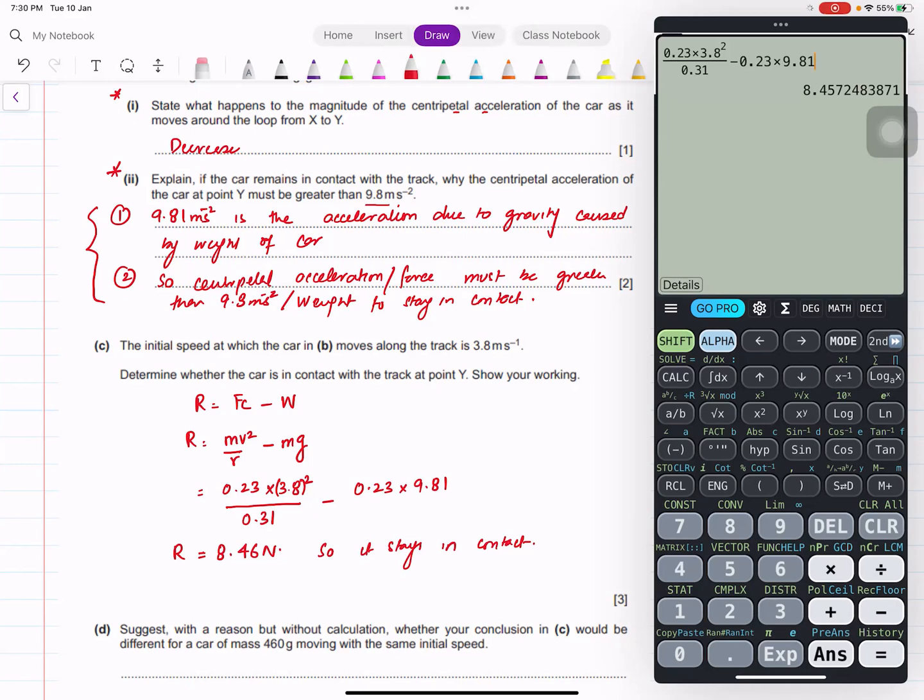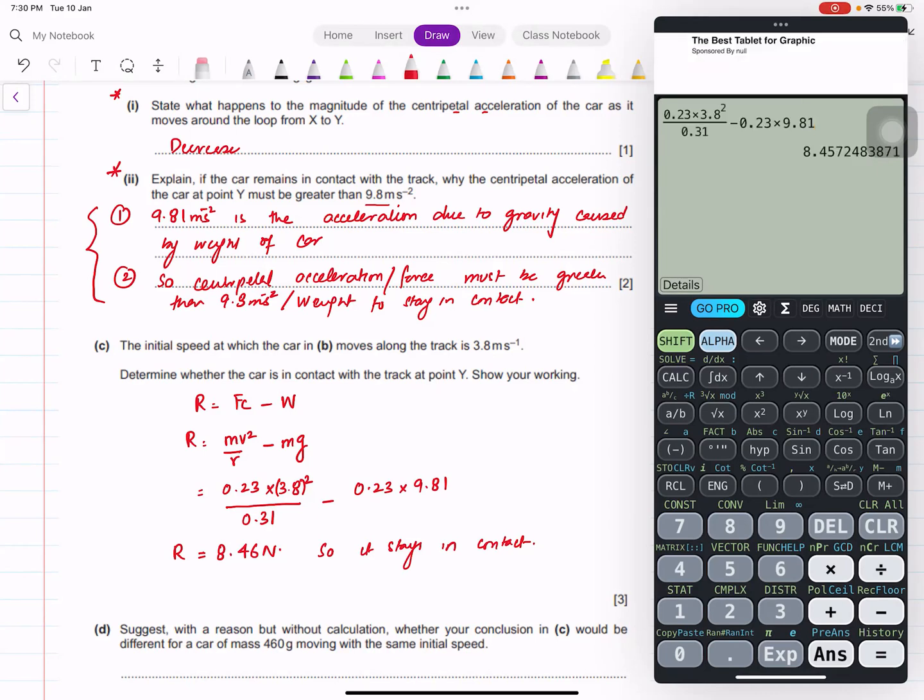Yes, sir. So as long as the centripetal acceleration is greater, the car will still stay on the track. If the acceleration due to centripetal force is greater, then obviously it's going to stay on track. That's what's going to happen, right? So this is why it's so important that you do this.